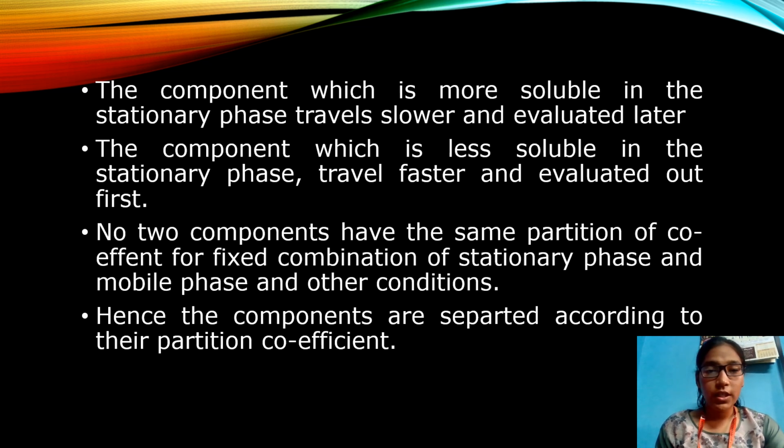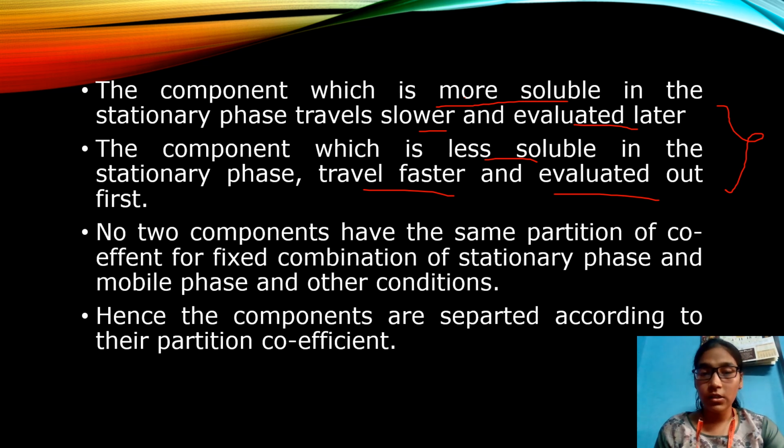The component which is more soluble in the stationary phase travels slower and is eluted later. The component which is less soluble travels faster and is eluted out faster. These are the differences between the more soluble and less soluble components. More soluble means it travels slower and is eluted later; less soluble means it travels faster and is eluted earlier.